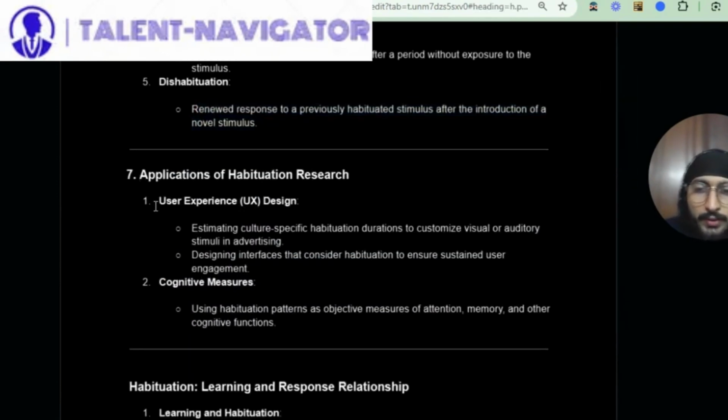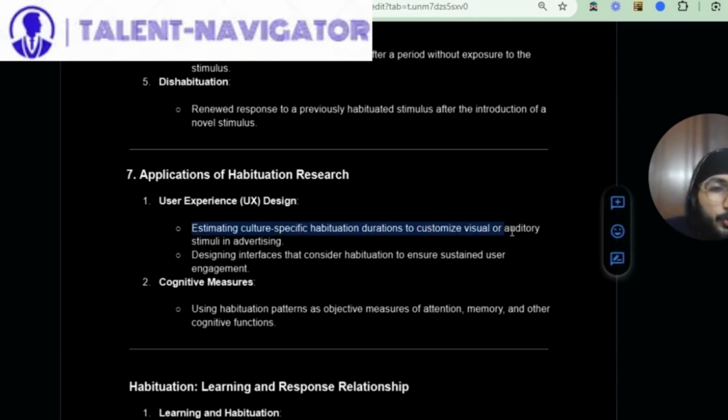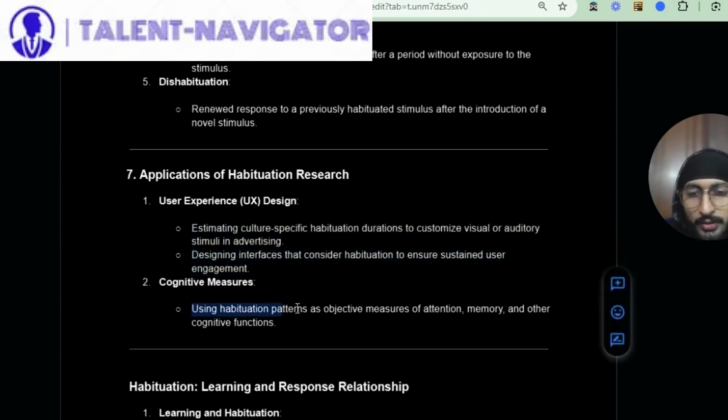Now, applications of habituation research: UX design and cognitive measures. In UX design, estimating culture-specific habituation durations to customize visual or auditory stimuli in advertising, and designing interfaces that consider habituation to ensure sustained user engagement. Cognitive measures: using habituation patterns as objective measures of attention, memory, and other cognitive functions.